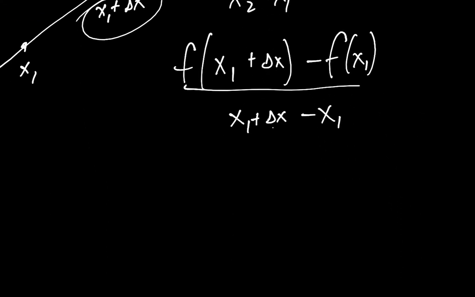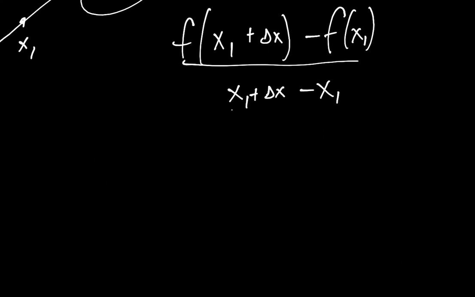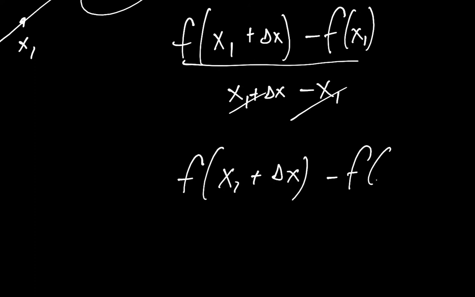When I do that, you notice that the denominator simply becomes x1 plus delta x minus x1. The x1's cancel, so this function just becomes f of x1 plus delta x minus f of x1, all over delta x. Keep this equation in mind for the next video. This is going to be very important.